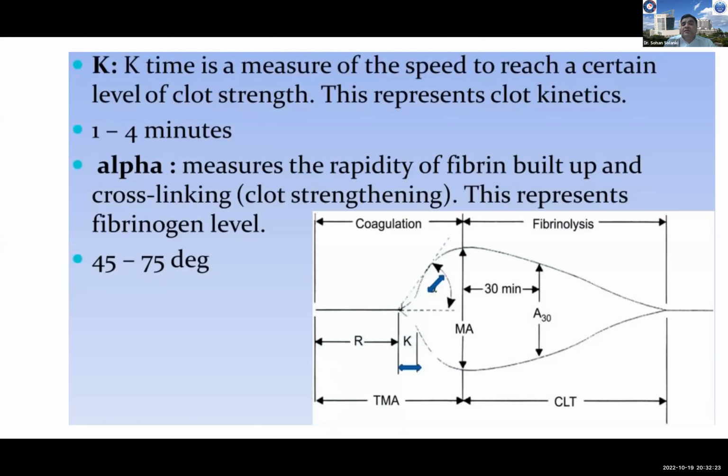So K time is from around 2 millimeter of the clot up to 20 millimeter of clot formation. It is called the K time, from 2 millimeter here up to 20 millimeter clot formation. It is mainly the function of the fibrinogen. And then comes the alpha angle. It is how fast or how rapidly your fibrin is built up in cross-linking form, and it will ultimately give the strength to the clot. So this is the speed of your clot formation. The alpha angle is around 50 to 75 degrees, or maybe 45 to 75 degrees.